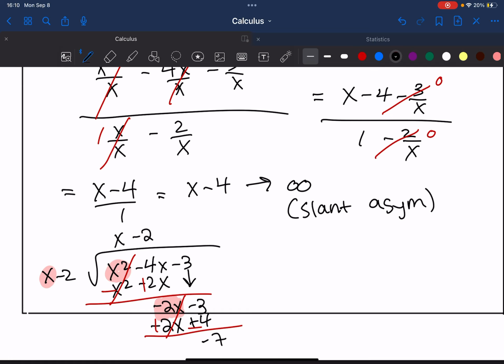Well, x cannot turn into negative 7, so that is my remainder, which means my slant asymptote is going to be y equals x minus 2.